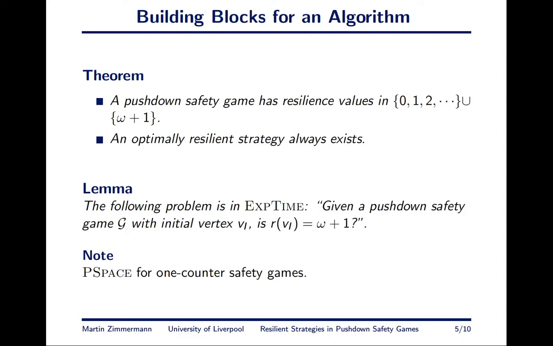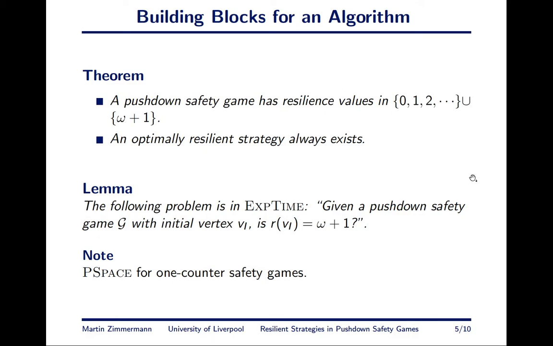Okay, and now our goal is to compute the resilience value of the initial vertex and a strategy that is optimally resilient from this initial vertex. Not necessarily from other vertices, but from this initial vertex, it is optimally resilient. And for this, we first collect some building blocks to build later an algorithm. And these building blocks are concerned with checking whether the initial vertex has certain resilience values. Remember that the possible ones we have to check for are omega plus 1 or finite ones.